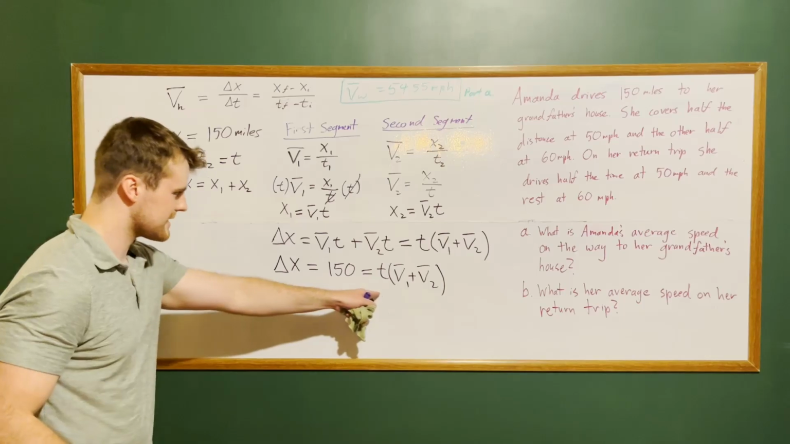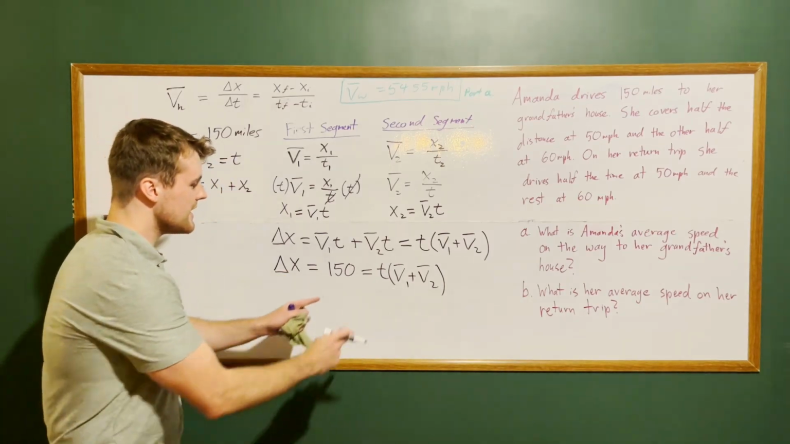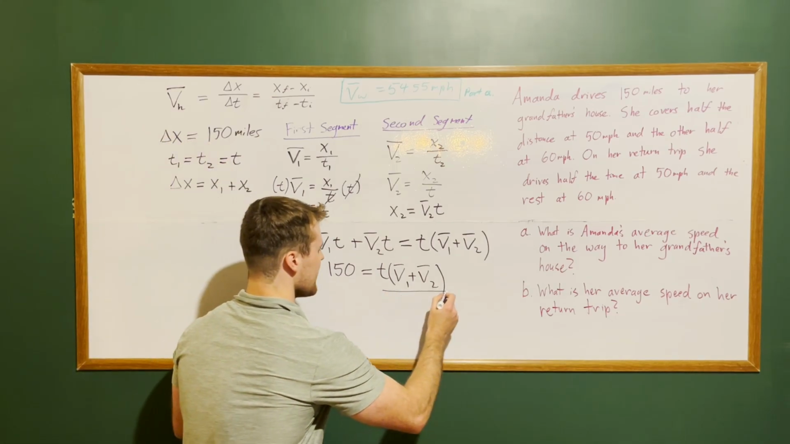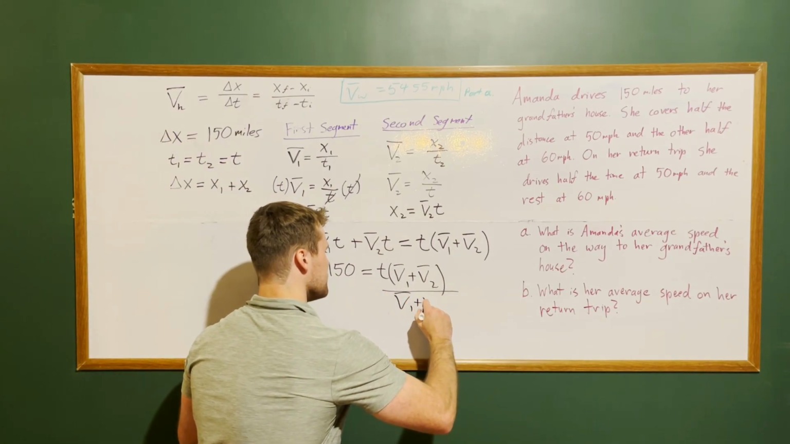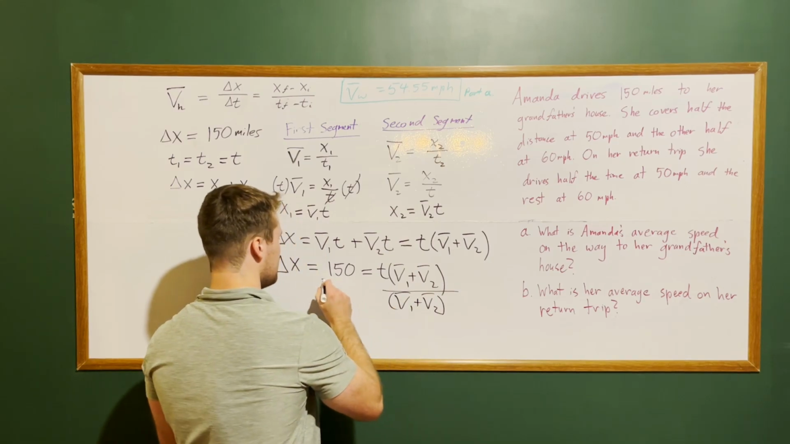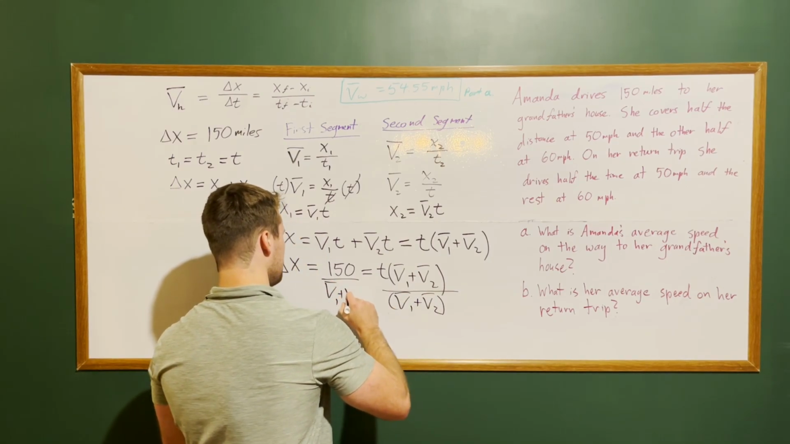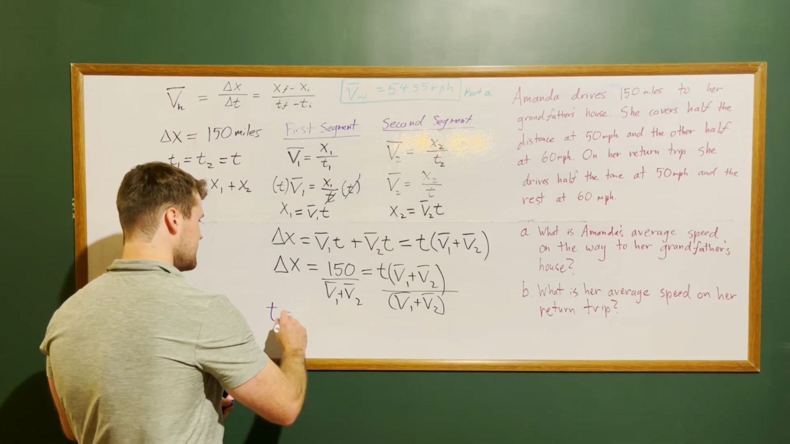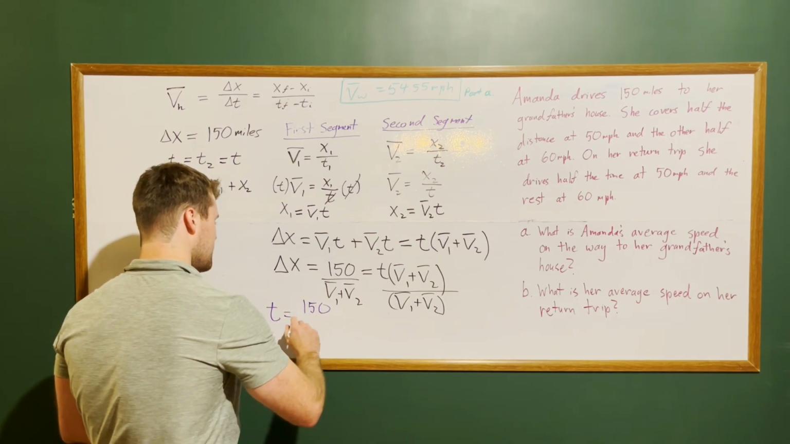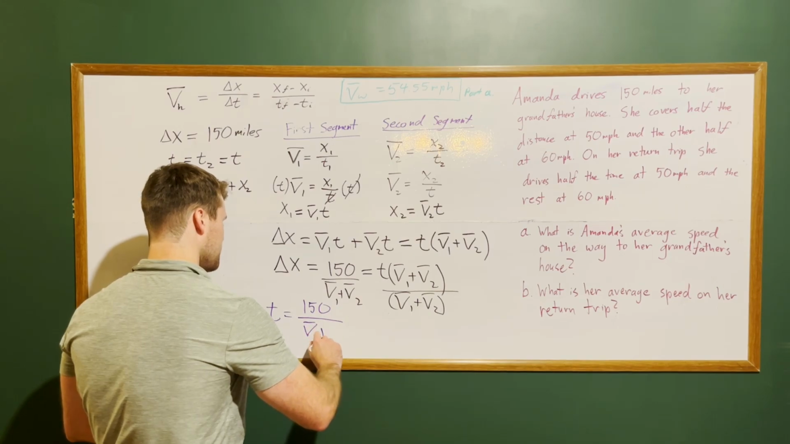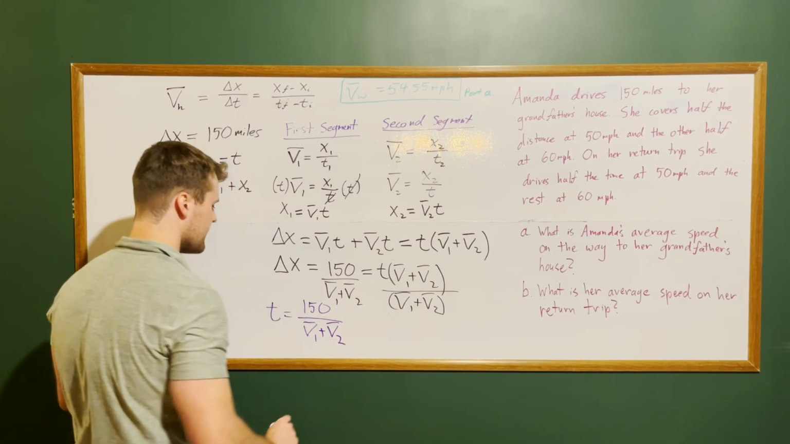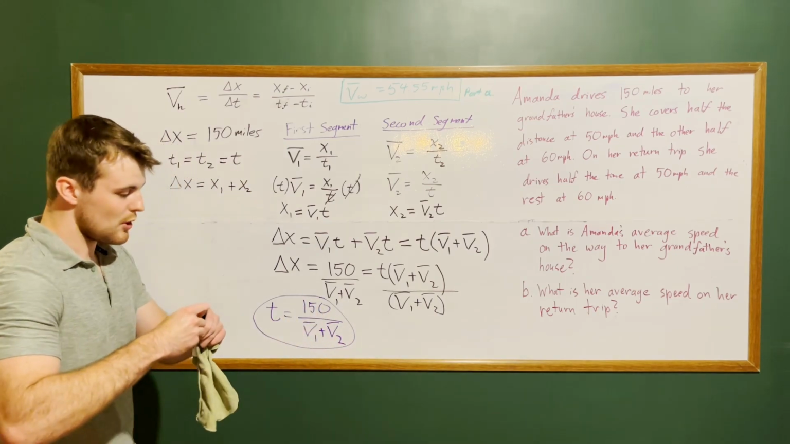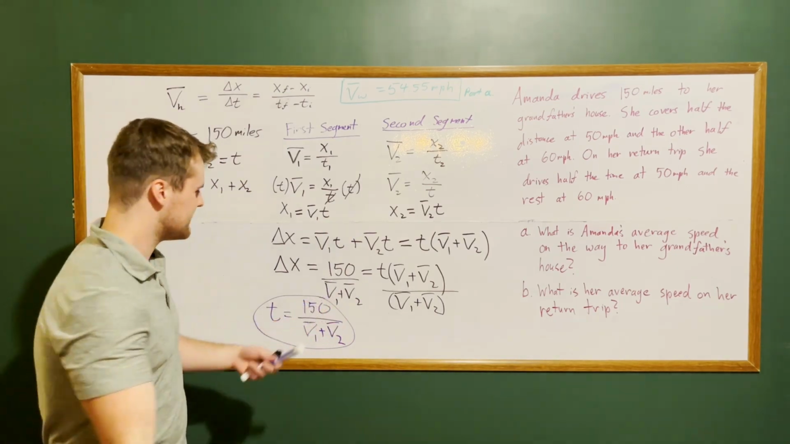Okay, this is our equation. So what I'm going to do is isolate this now for t. So just algebra. I'm going to divide both sides by v bar 1 plus v bar 2. And now I have t equals 150 over (v bar 1 plus v bar 2). Now, I'm just going to circle this. This isn't our answer yet, but I'm going to erase this so I can keep going.